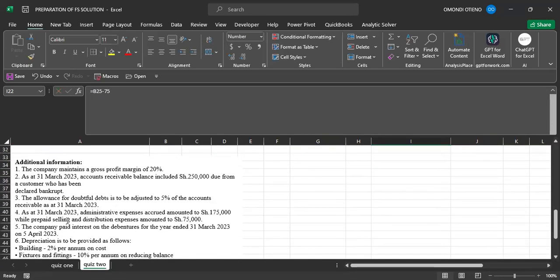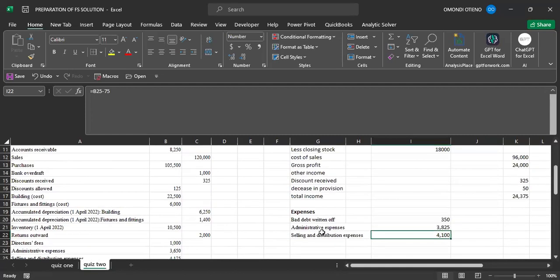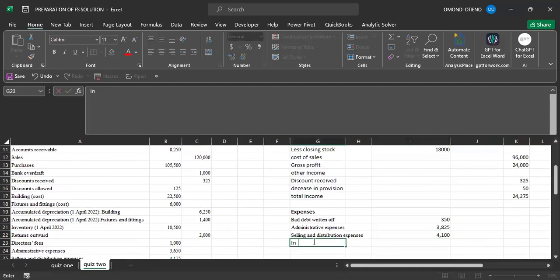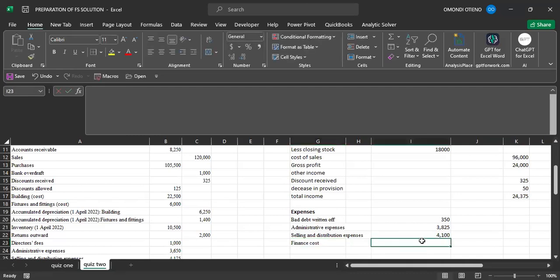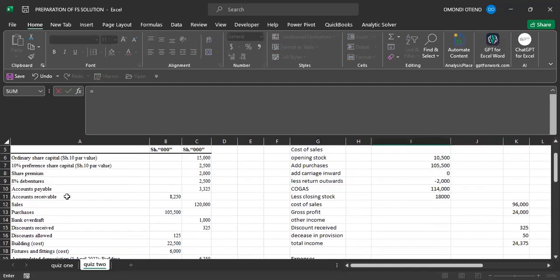Good. The next thing under additional information, the company paid interest on the debentures for the year ended 31st March on 5th of April after the end of the financial year. So interest on debentures or finance cost, we can call it finance. Finance costs. So finance cost here, do we have the debentures? Yes, it is 8%.